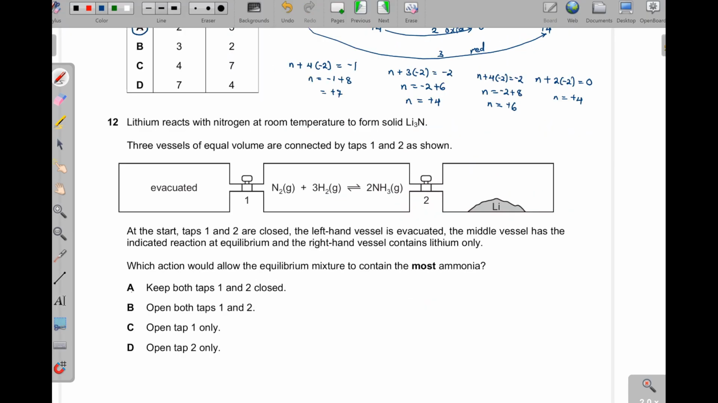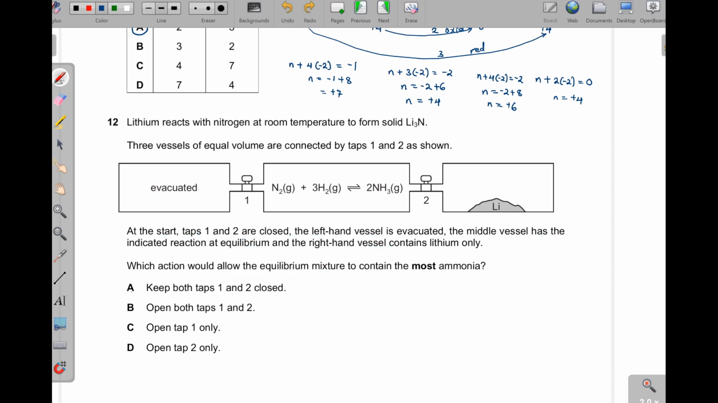Question 12. Lithium reacts with nitrogen at room temperature to form solid lithium nitride. 3 vessels of equal volume are connected by taps 1 and 2 as shown. At the start, taps 1 and 2 are closed. The left-hand vessel is evacuated. The middle vessel has the indicated reaction at equilibrium and the right-hand vessel contains lithium only. Which action could allow the equilibrium mixture to contain the most ammonia?